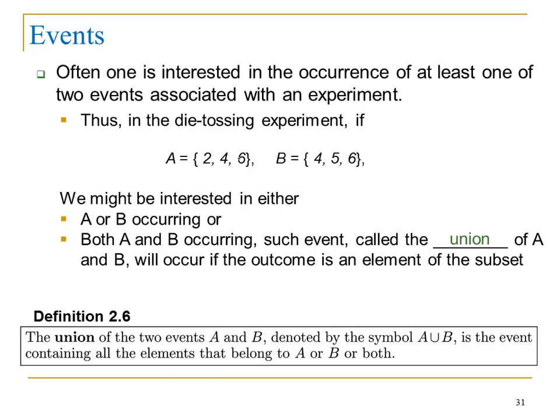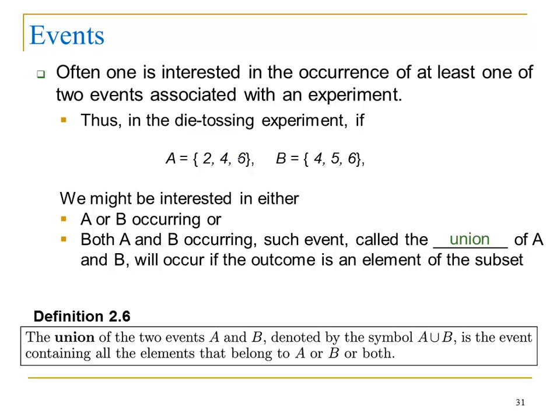And it will occur if the outcome is an element of the subset. Okay, so in this case, we're going to put together the two sets, the two events, and create a new set or a new event by combining those two sets. That is called the union of A and B, or the union of the events. So the union of the two events, A and B, is denoted by this symbol. You're going to use U. It is the event containing all the elements that belong to A or B, or both.